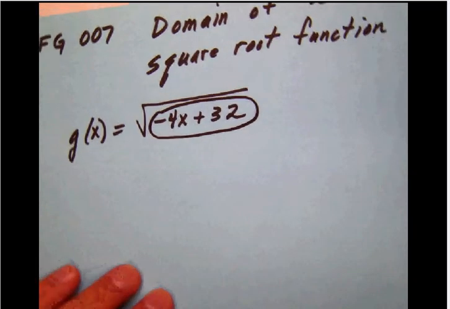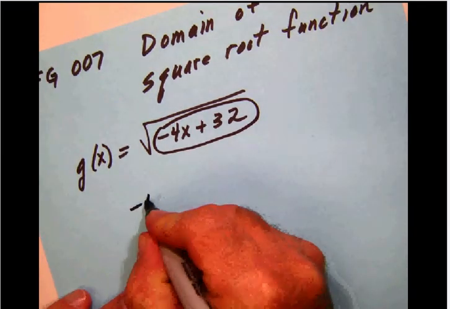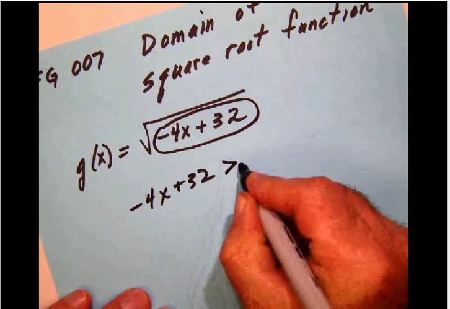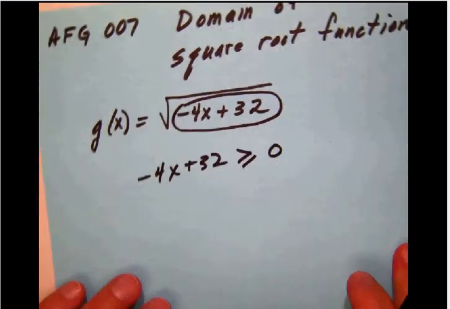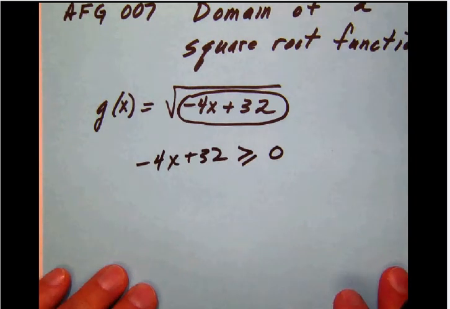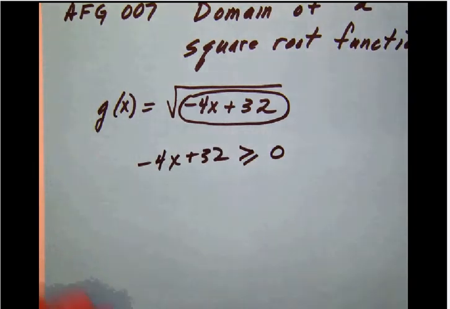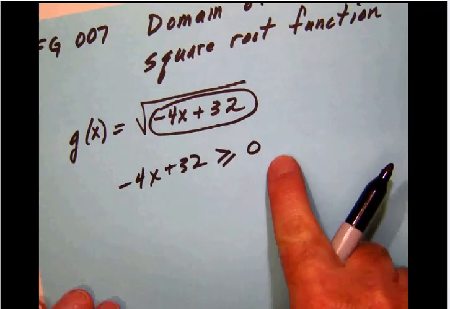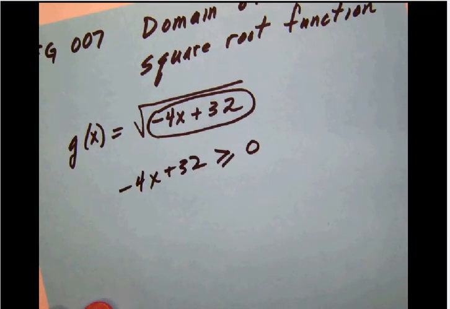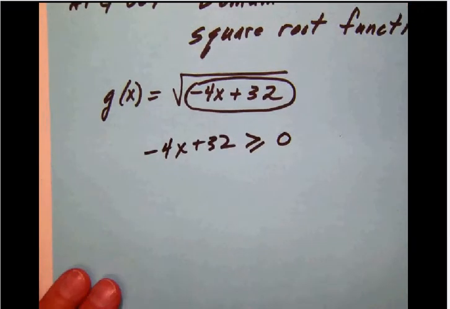So let's write a step. Negative 4x plus 32 can be greater than or equal to 0. As long as it's greater than or equal to 0, life is good. It's only if it's less than 0, in other words, negative, that we get into trouble. So the domain then will be what we get if we go ahead and solve this for x. So let's do a few steps of solving this inequality.